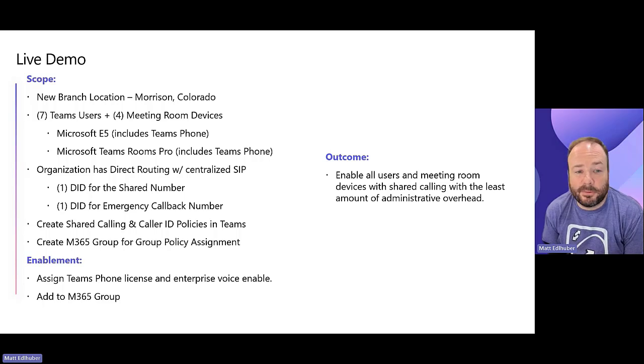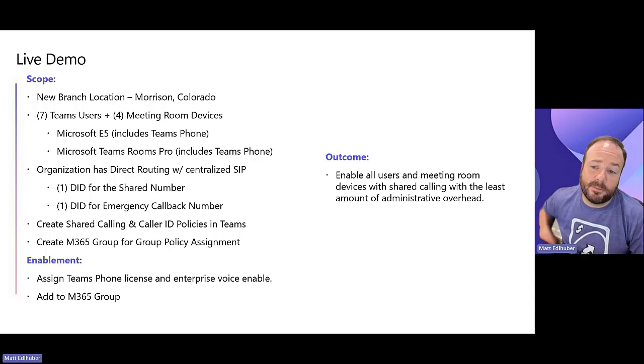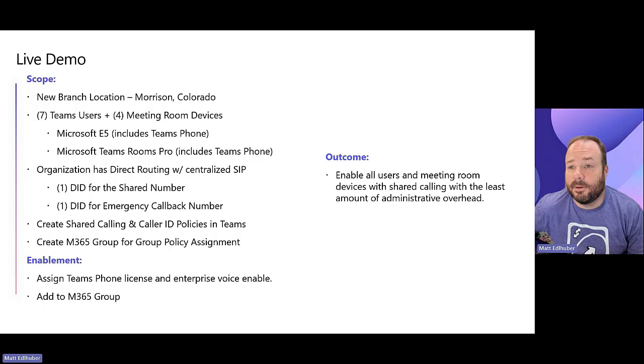And for this particular deployment, we're going to use one DID for the shared number. We are going to use one DID for the emergency calling callback number. And then we're going to go through creating the shared calling policies and the caller ID policies. And then we're basically going to link all that together through an M365 group using group policy assignment. And then from an enablement perspective, we'll just make sure that the Teams phone licenses are assigned to the users. We enterprise voice enable them, and then we simply just add them to the group, and the rest pretty much just happens. So let me stop sharing this.